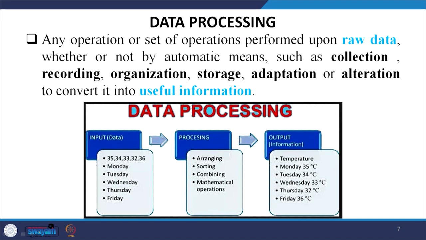Usually, in which form do we process data? These are called raw data, which I have shown you. Any operation or set of operations performed on raw data, whether or not by automatic means, such as collection, recording, organization, adaptation, storage or alteration, to convert it to meaningful information is defined as useful information. Usually there are three pillars of processing: first is input, then processing, then output. For our understanding, we have these inputs; we may sort them, we may combine them, we may enter a mathematical equation to combine or arrange, and accordingly we interpret the data with our outputs.